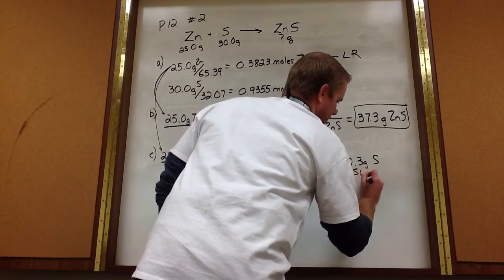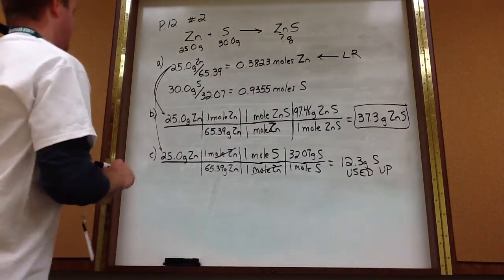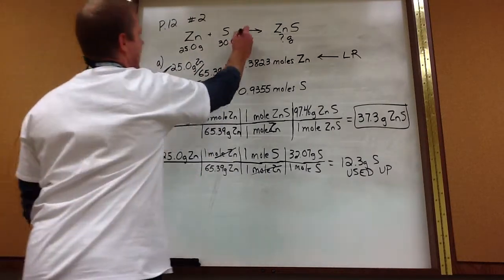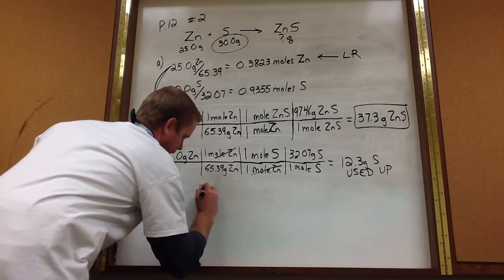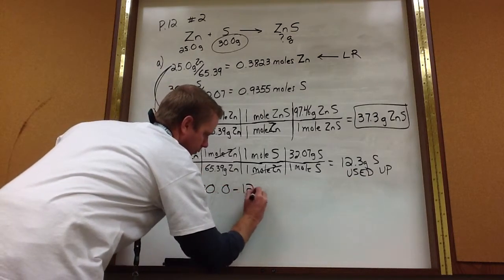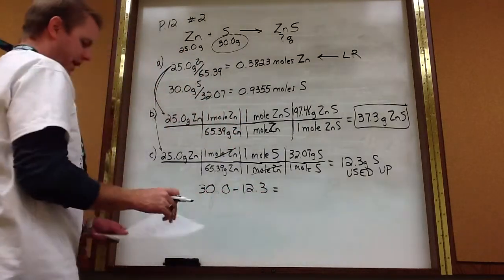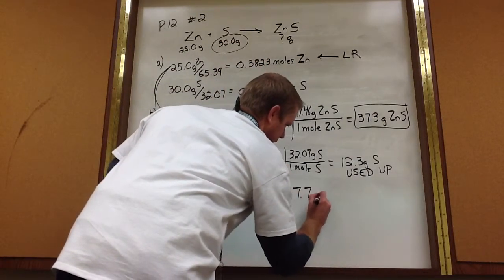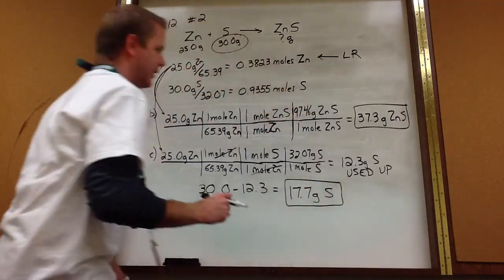But that's what's used up. This question wants to know how much excess we have, right? So what we end up doing is we say, okay, we had 30.0 grams to start. We only used 12.3 of them. So 30.0 minus 12.3 equals, tenths place, subtraction rules, you get 17.7 grams of sulfur. And that is the answer to letter C.